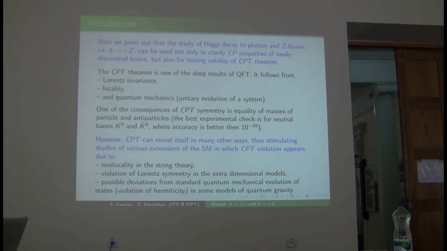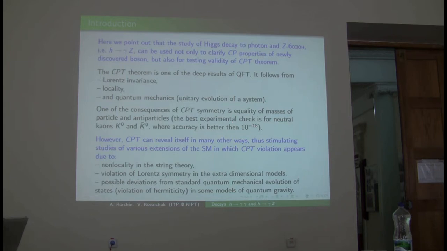So concerning the CPT theorem, it is one of the deepest results of quantum theory. It follows from Lorentz invariance, locality of the theory, and quantum mechanics, or more precisely, unitary evolution of a system. So one of the consequences of the CPT theorem is equality of masses of particles and antiparticles.